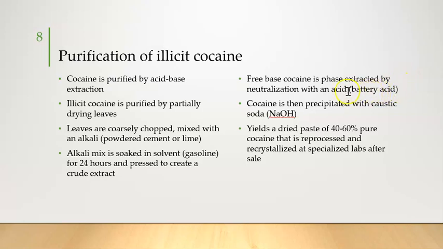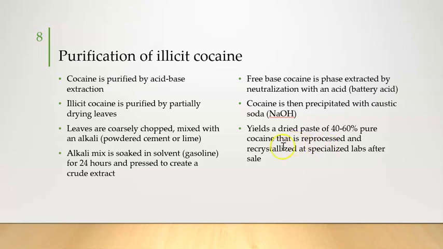Don't do it. But we are able to extract the free base cocaine from this alkali gasoline mix that's been pressed by adding acid. From that, we've now got our cocaine. The cocaine is then precipitated, so it's removed from this entire solution with a caustic soda. And what we end up getting is that dried paste, which is only about 40 to 60% pure cocaine.